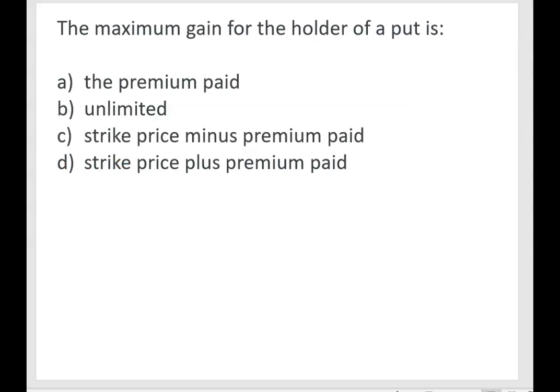Okay. The maximum gain for a holder of a put is A, the premium paid, B, unlimited, C, strike price minus premium paid, or D, strike price plus premium paid.